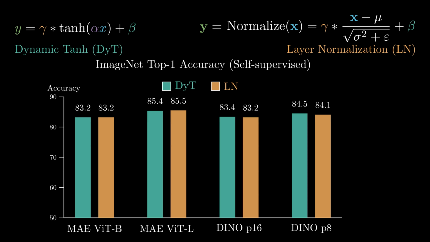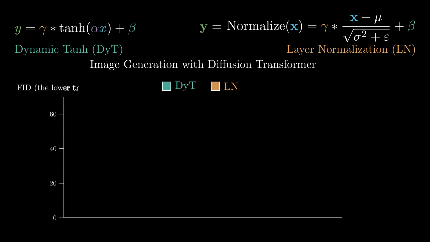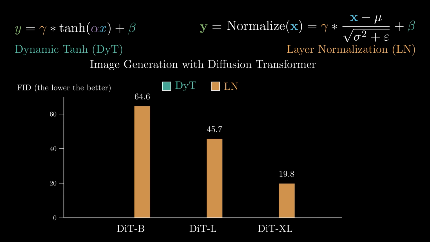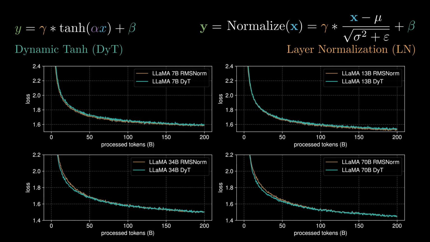The trend holds for generative tasks as well. When evaluating image generation quality, measured by FID, where lower is better, on ImageNet, DyT achieves scores comparable to those of layer normalization across several diffusion transformer model sizes. When examining language model pre-training, the loss curves for DyT and RMS-norm models remain closely matched across different model sizes.